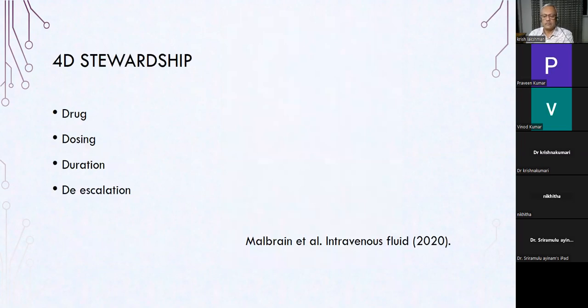So as we have discussed that fluid should be considered as a drug, the 4D stewardship is also applicable here, where we talk about the kind of drug we are giving, what amount of the dose we are prescribing, and how long are we going to prescribe the fluid, and when do we stop the fluid.